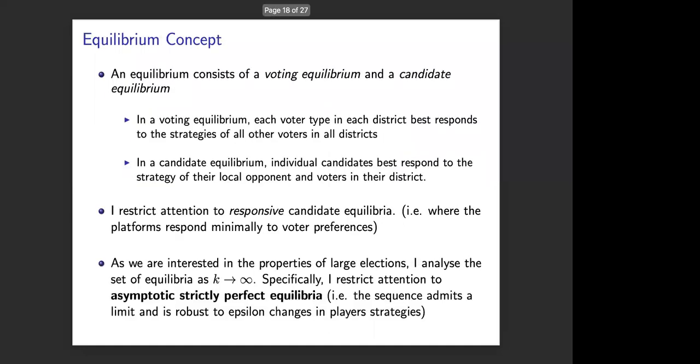What is the equilibrium concept? Well, we're going to have a voting equilibrium and a candidate equilibrium. In the voting equilibrium, each voter type in each district best responds to the strategies of all other voters in all districts. While in the candidate equilibrium, the individual candidates best respond to the strategy of the local opponent and the voters in their district. And there are some restrictions here. I restrict attention to responsive candidate equilibria, and that's where platforms minimally respond to voter preferences.